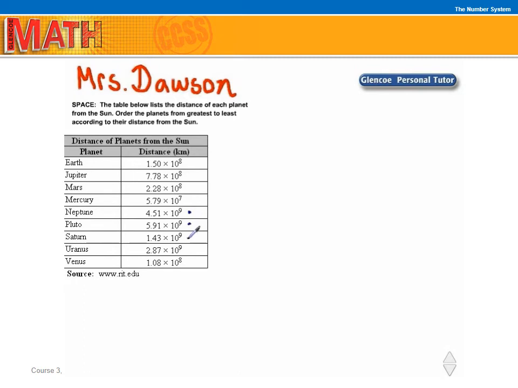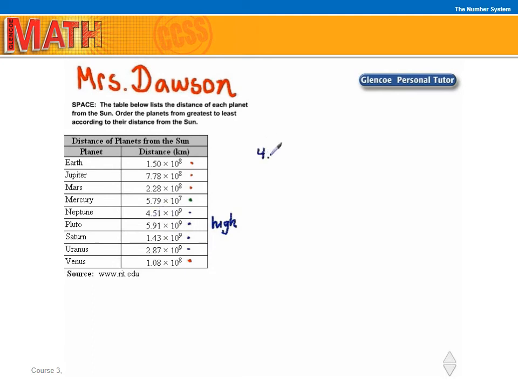The numbers that have the 10 to the 9th power are going to be the highest numbers. 10 to the 8th power will come next, and then 10 to the 7th power will be the lowest number. Let's begin with the 4 highest.